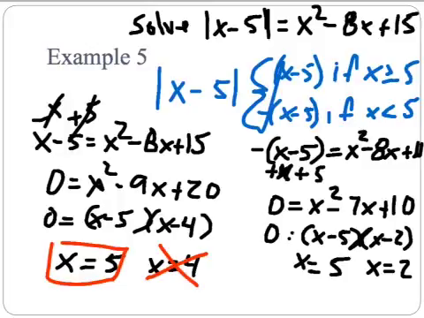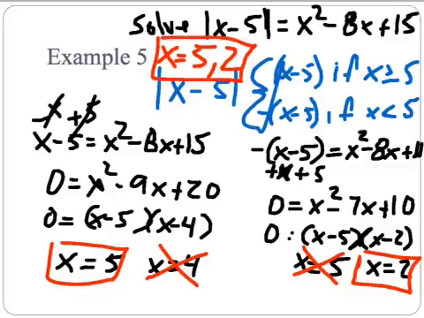Okay. Second part of the question, x is equal to 5. This is x is less than 5. That one's gone. X equals 2. Okay, x is less than 5. 2 is less than 5. Okay, that's good. So when it comes to our solution, x can equal 5 or 2. Okay, so that's our answer to this, or two possible solutions to this absolute value equation.